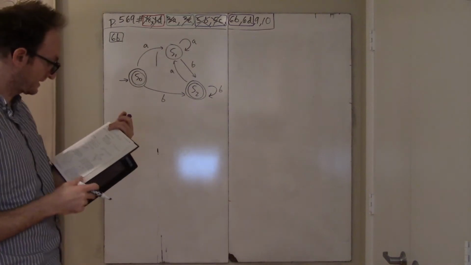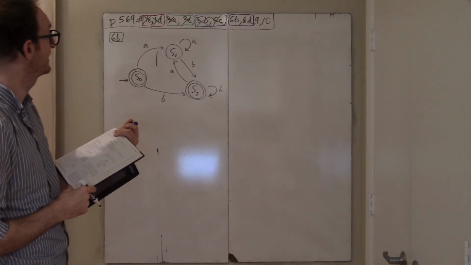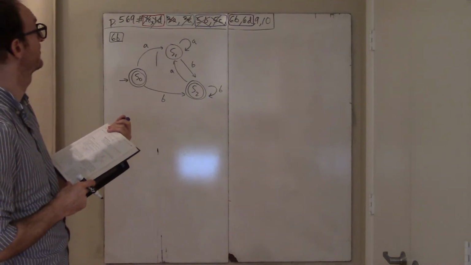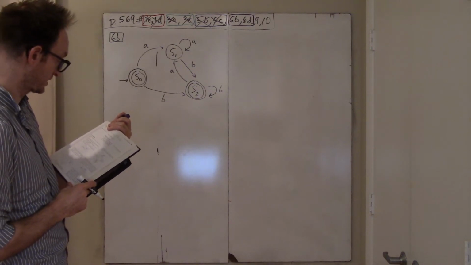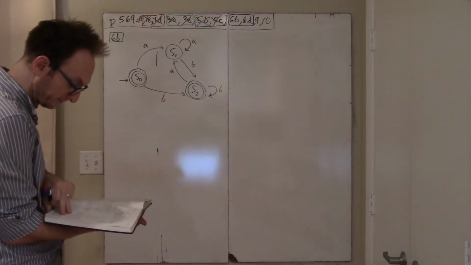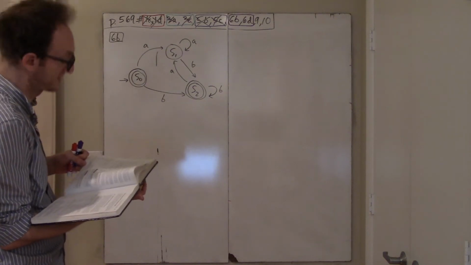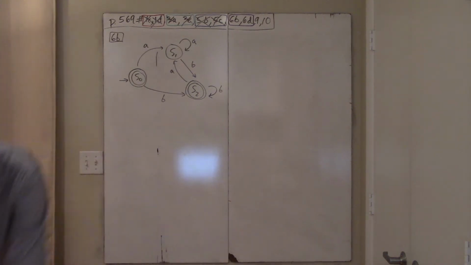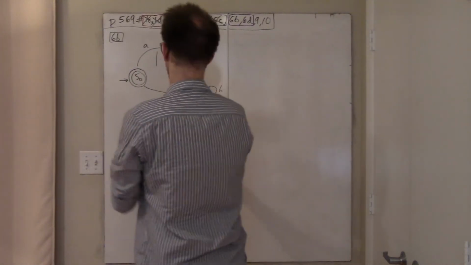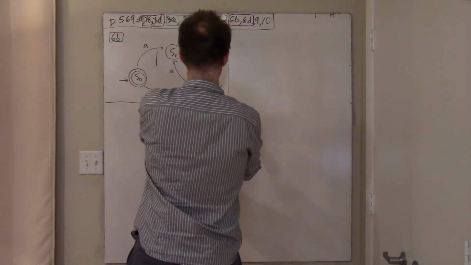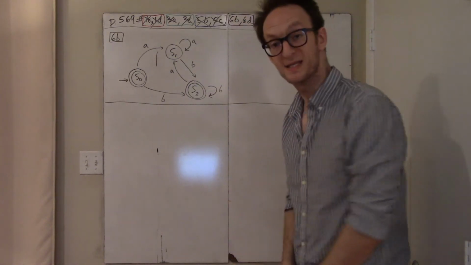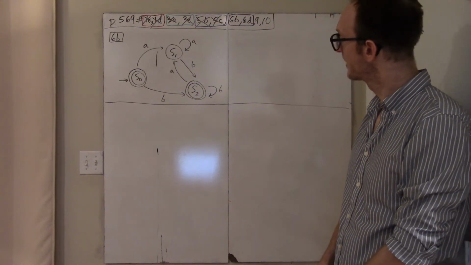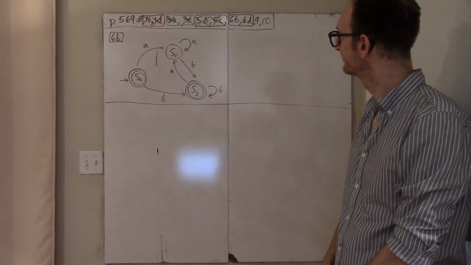Okay, let me quickly double check that. A, B, and A, B, and A, B. Okay, good. So this is the machine. We are doing 6B, the finite automaton from part B of exercise 1. What are we doing with this thing? We are going to find a regular expression which is equivalent to this finite state machine. Okay, let's go.